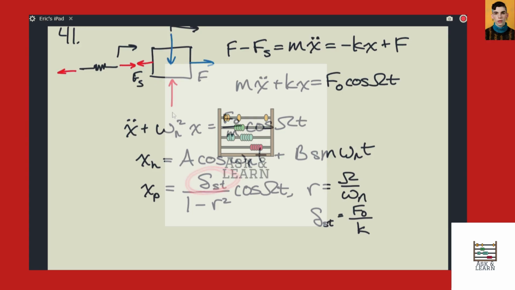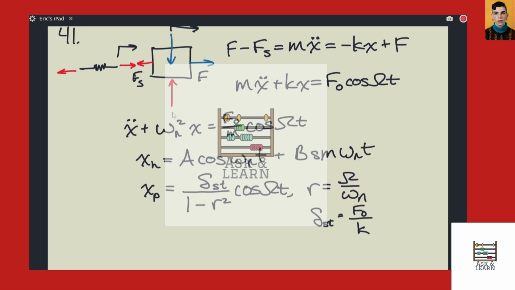Delta static is F naught over k. I call it delta static because if you just had a static load of F naught on here, this would be the displacement if there was no dynamics. And then I have r squared here, and r is what I call the frequency ratio, which is the forcing frequency to the natural frequency.